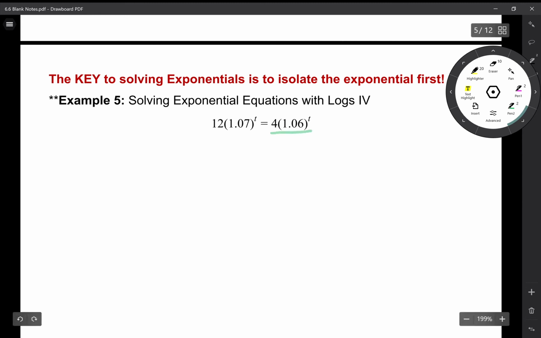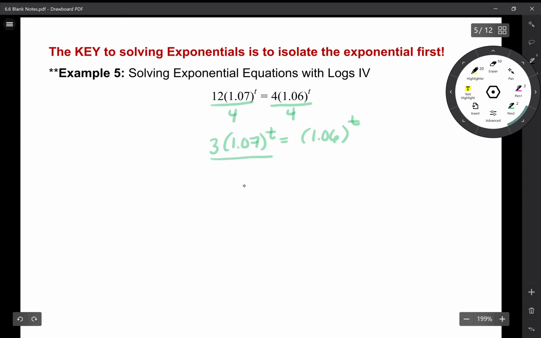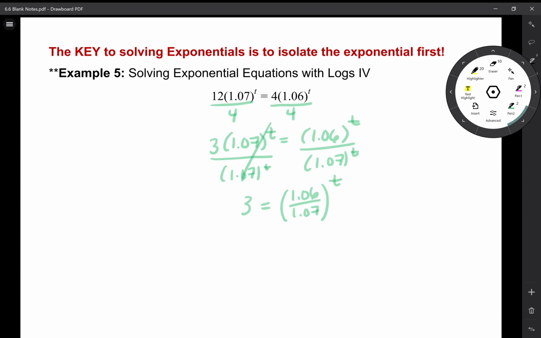So we're going to divide both sides by 4, and that gives me 3 to the 1.07 to the t equals 1.06 to the t. Now I'm going to divide both sides by 1.07 to the t, so I can get one exponent. Left-hand side becomes 3, and the right-hand side, well, I have base 1.06 to the t, and I have another base 1.07 to the t, so this can be the ratio 1.06 over 1.07 to the t using a property of exponents. Now I can take logs of both sides.